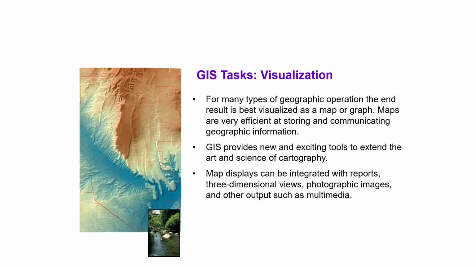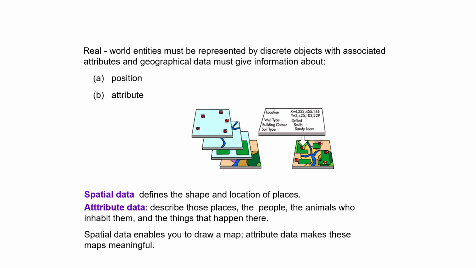Another task is visualization. For many types of geographic operation, the end result is best visualized as a map or graph. Maps are very efficient at storing and communicating geographic information. GIS provides new and exciting tools to extend the art and science of cartography. Map displays can be integrated with reports, three-dimensional views, photographic images, and other outputs such as multimedia.